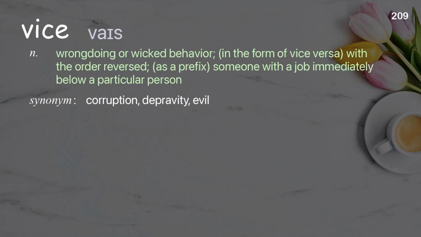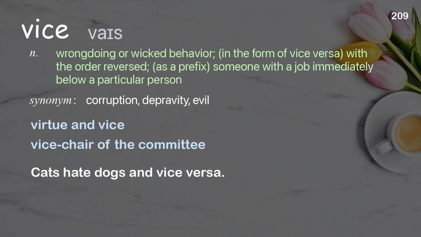Vice. Wrongdoing or wicked behavior, in the form of vice versa, with the order reversed, as a prefix, someone with a job immediately below a particular person. Examples. Virtue and vice. Vice chair of the committee. Cats hate dogs and vice versa.